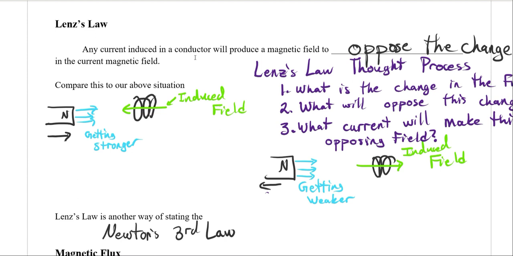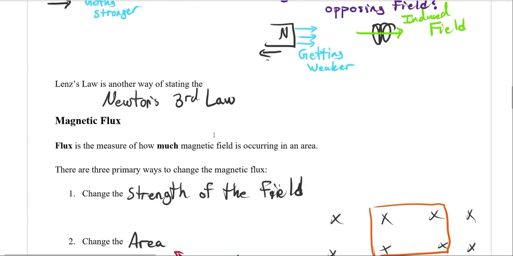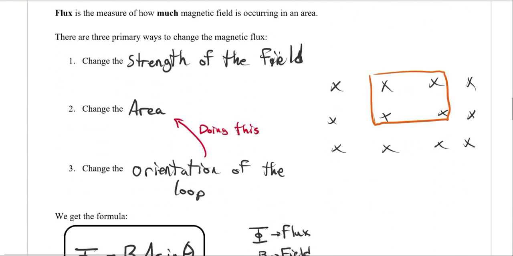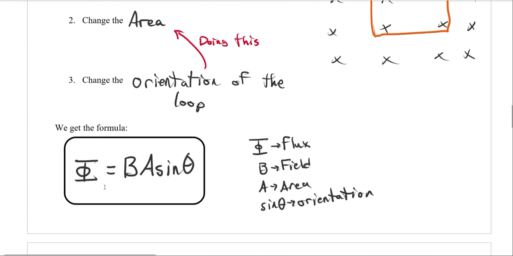So we first have to ask ourselves, what is the change in the current field that is existing? Then we ask ourselves, what will oppose this type of change? And then we can use our right-hand rule to determine which direction this current will have to go to create this induced field. The way that we can quantify the amount of induced field is through the concept of flux, where the flux is the magnetic field strength multiplied by the area exposed to that field.